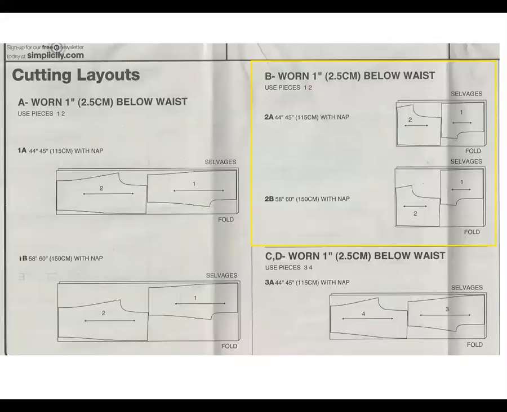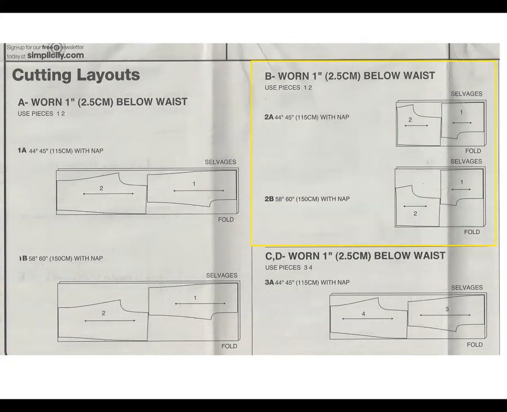Once we have our pattern pieces, we need to lay it out on our fabric. So we're going to go to the cutting layout. And it shows you how to lay out view A. We're doing view B. So we immediately go to B. And B, you'll notice, is worn 1 inch below the waist. So if you find your belly button, it's going to be about 1 inch to 1.5 inches below where your belly button is. Oh, that's where the top of the pants are going to be.